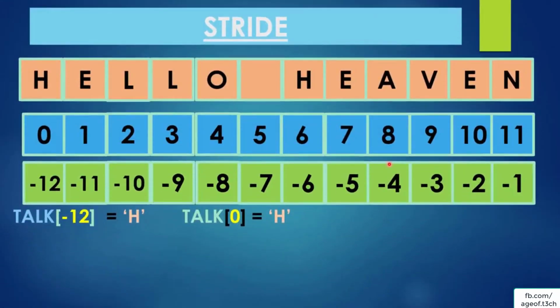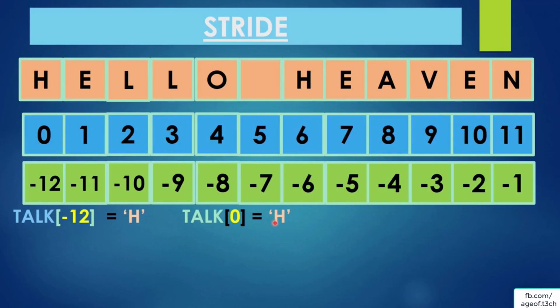Okay, then moving on to stride. The interesting thing about stride is that when we're indexing, we're counting by positive numbers from 0 to 11. But when we're counting negatively, we start at minus 1 and we go all the way up to minus 12. So if we're to do minus 12, we get H, but if I do 0, I get H.